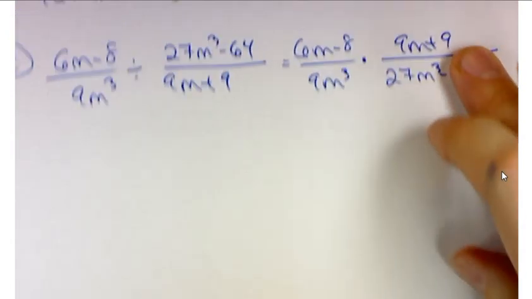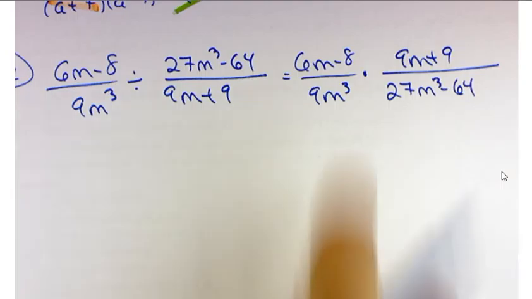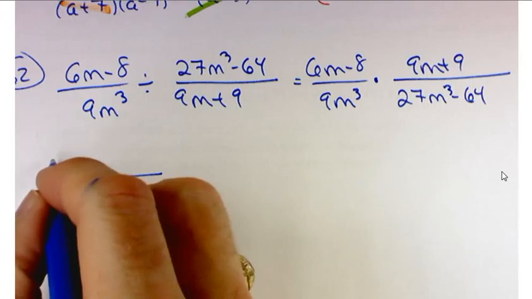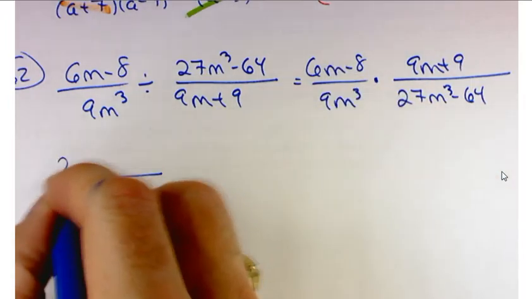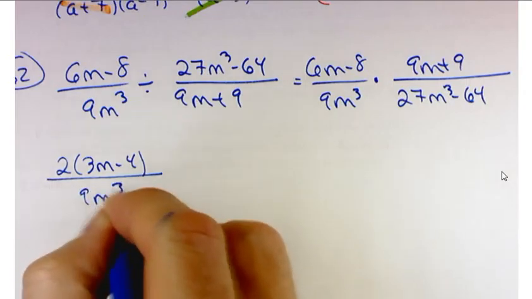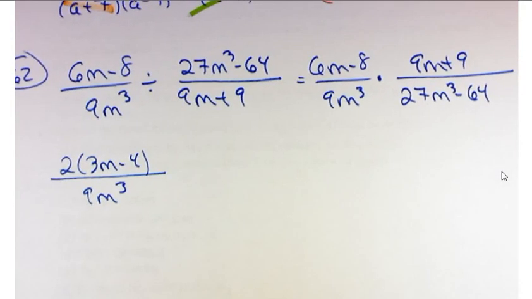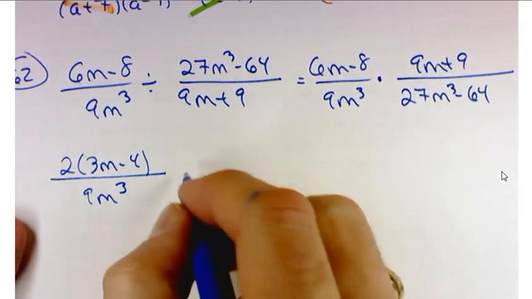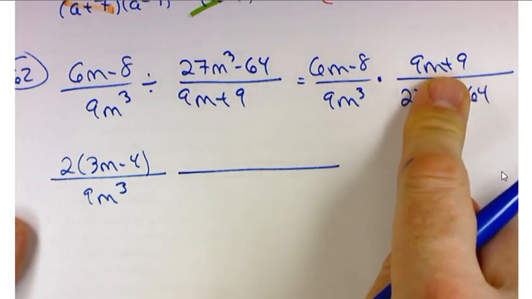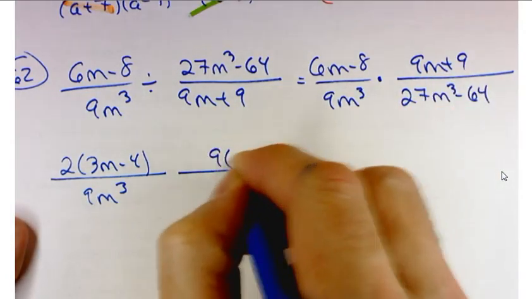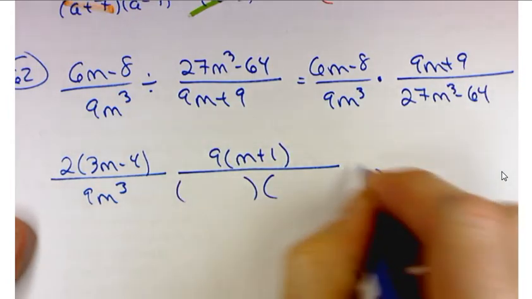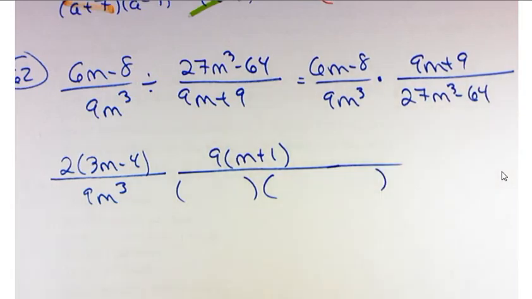Okay, so difference of cubes is always rough, but let's start out with the easier part. In the numerator here, the first thing you should always try is to factor out the GCF. In this case, the GCF is 2. 3m minus 4. Not much we can or need to do in the denominator, so we'll just leave that as 9m cubed. How about the numerator of the second fraction? Anything we can do here? Take out the 9, m plus 1.